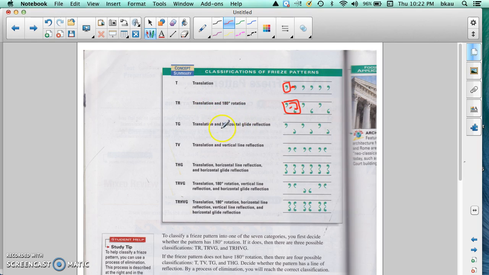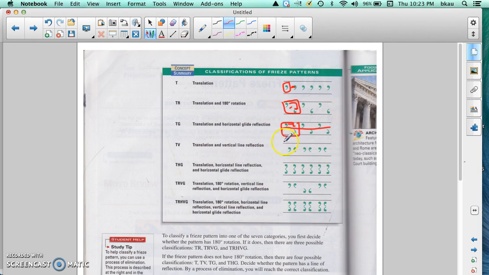Now on this one, it says you're going to do a horizontal glide reflection. So you're going to go down the middle here, and you're going to glide this one down here and reflect till you get this piece. Once you have that piece, then you're going to take the whole chunk and translate it to get the other pieces. So glide, reflect, then translate.